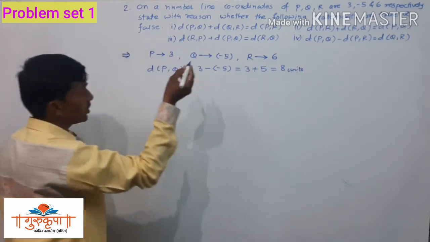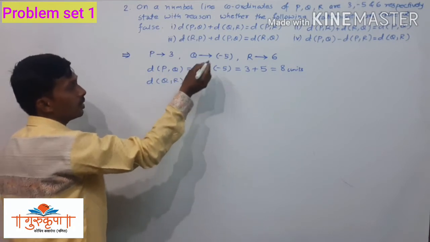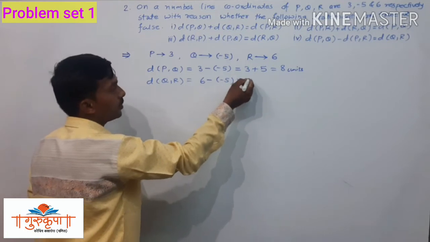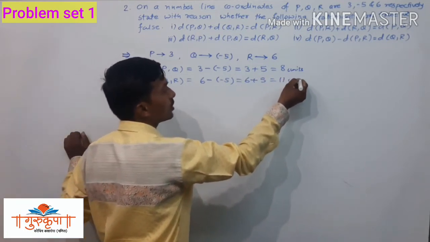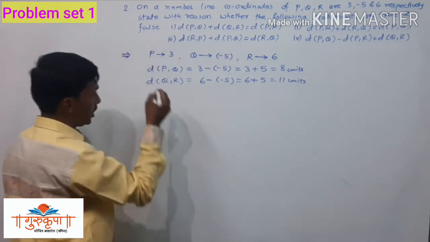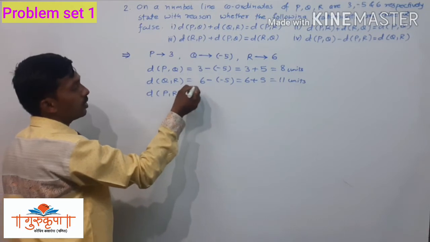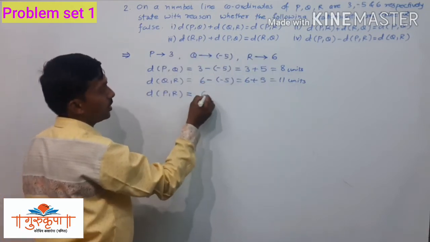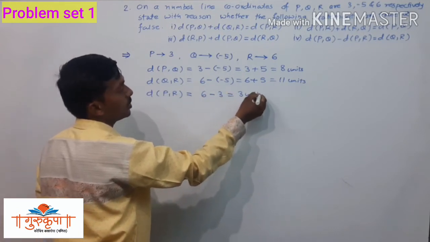Now we will find the distance QR. Distance QR is equal to the bigger coordinate 6 minus smaller coordinate minus 5, that is equal to 6 plus 5, which is equal to 11 units. And the last distance, that is distance PR, is equal to, here the bigger coordinate is 6 minus smaller coordinate 3, that is equal to 3 units.